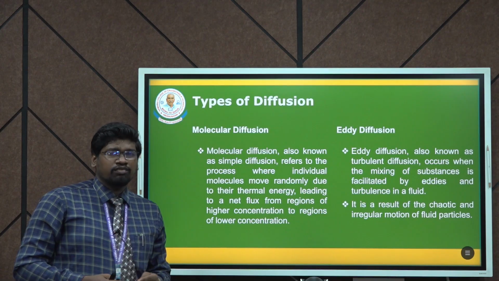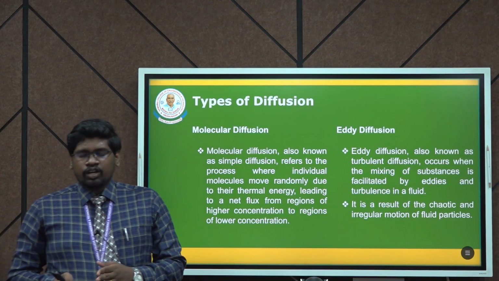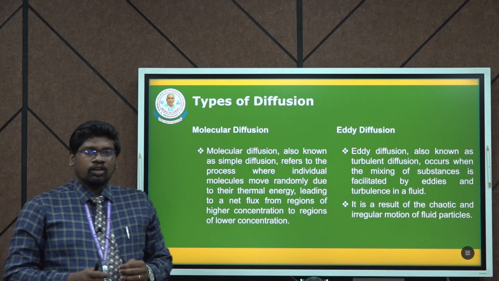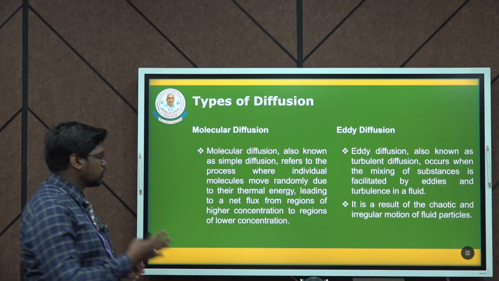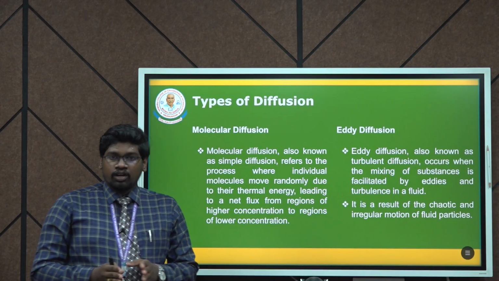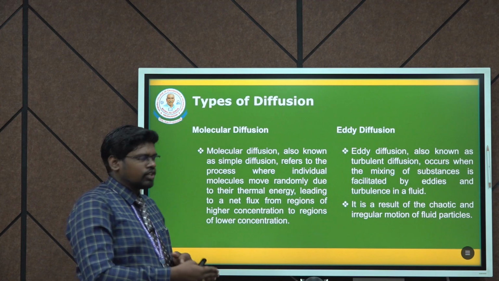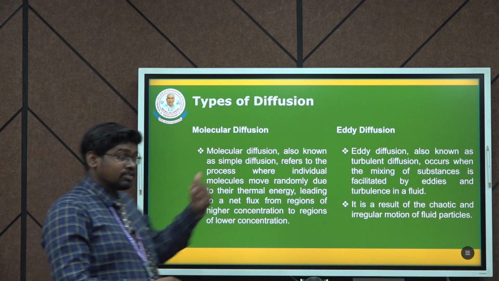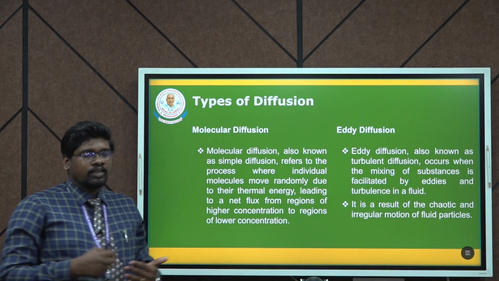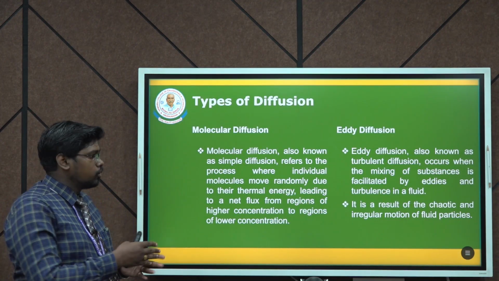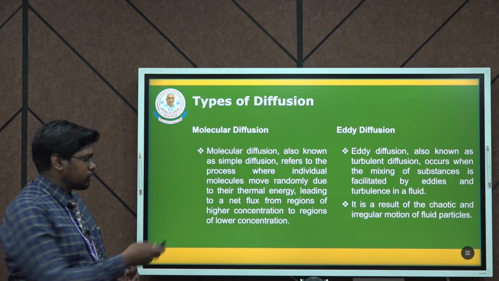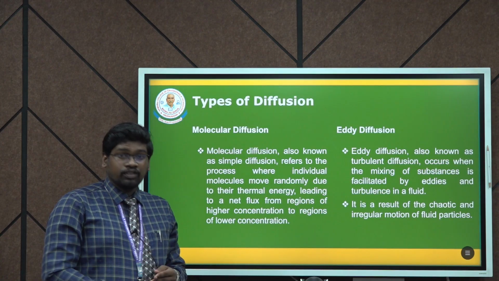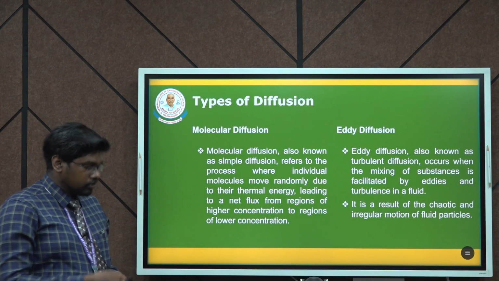There are two types of diffusion, one is molecular diffusion and another one is eddy diffusion. Molecular diffusion, also known as simple diffusion, occurs because of the thermal energy of the molecules, generating the movement of the molecules from a higher concentration towards the lower concentration, whereas eddy diffusion is also known as turbulent diffusion. It is the diffusion due to the turbulent motion of the liquid that is present in the system. As a result of chaotic and irregular motion of the particles, eddy diffusion occurs.